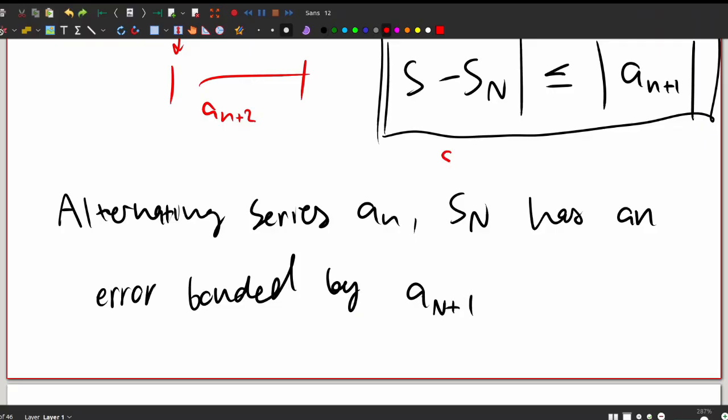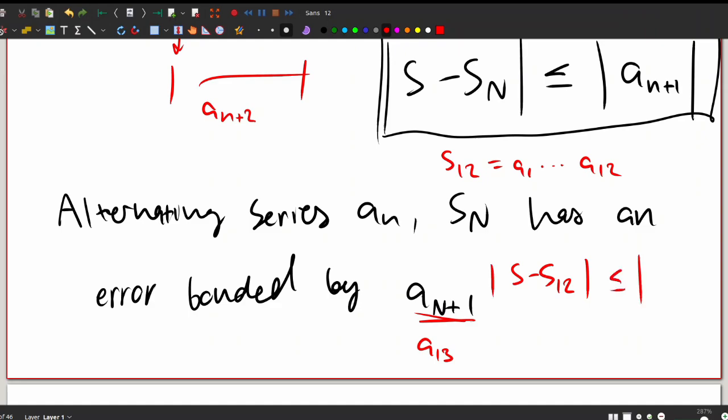So if I calculated S of 12, this will mean I'm adding up all the terms from a of 1 to a of 12. And therefore, our first unused term, or a of n plus 1, will be a of 13. This means that our error bound, so our S minus S of 12, the magnitude of this error will have to be less than or equal to a of 13. And this is very important because this allows us to know how close our estimate is to an answer. Because these are all infinite sums, if they don't have very precise answers, it's good to use precise approximations instead.